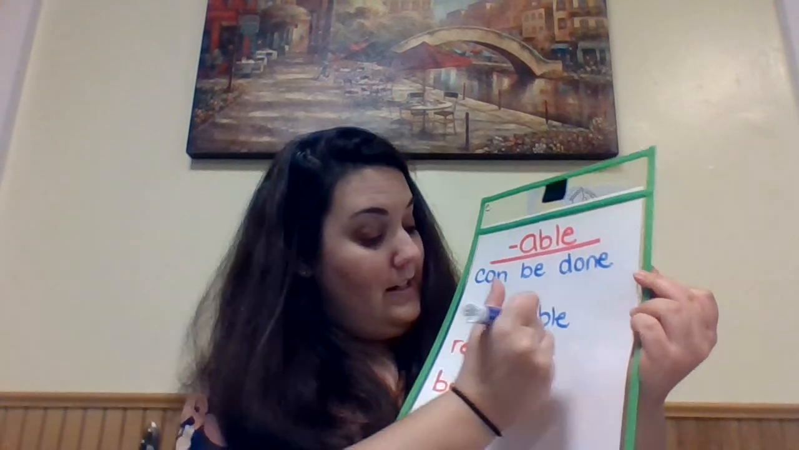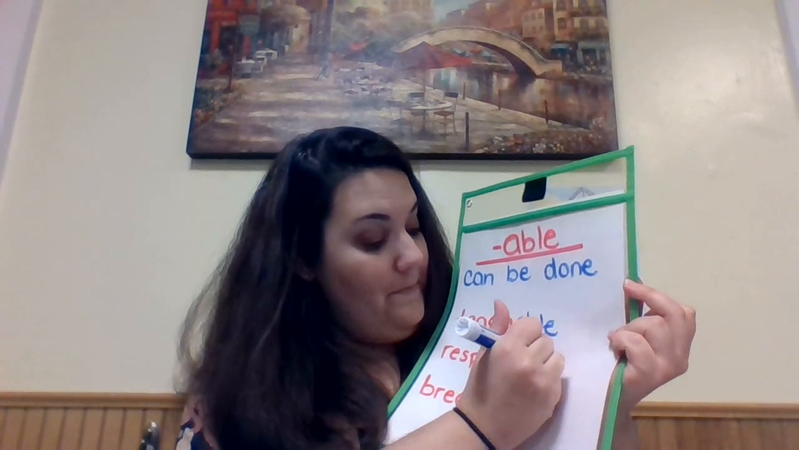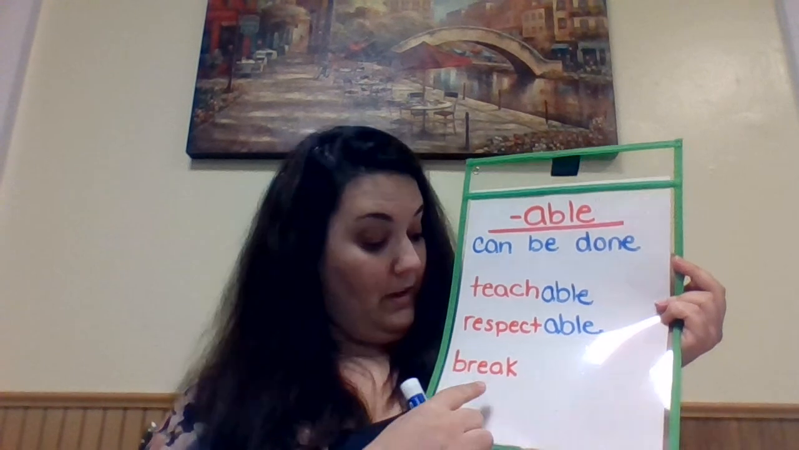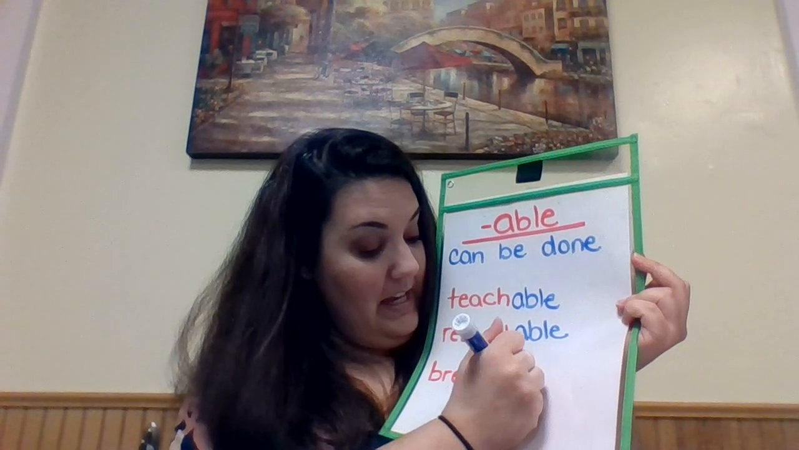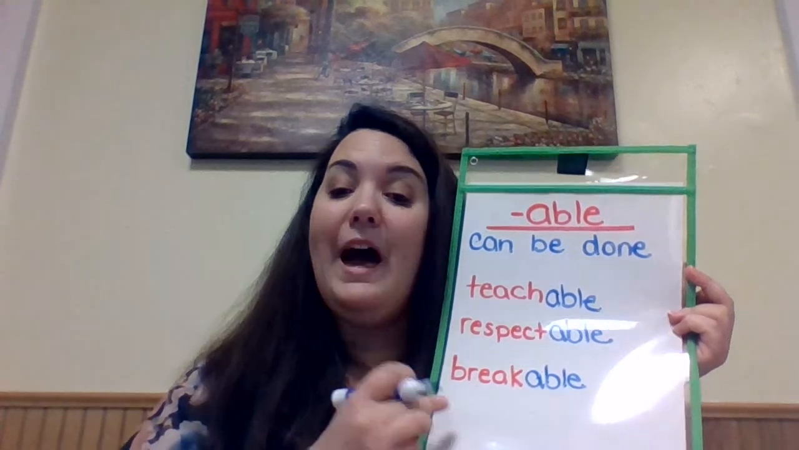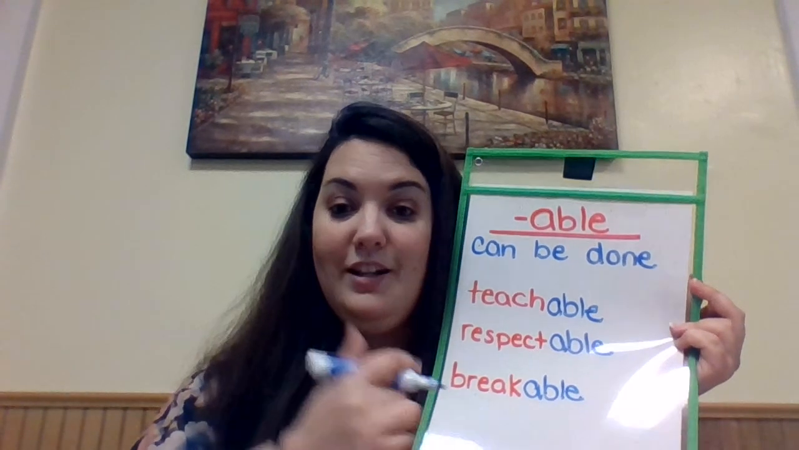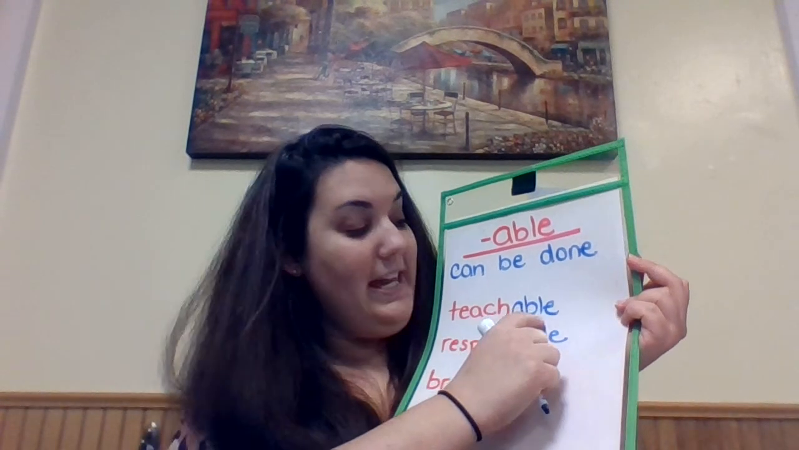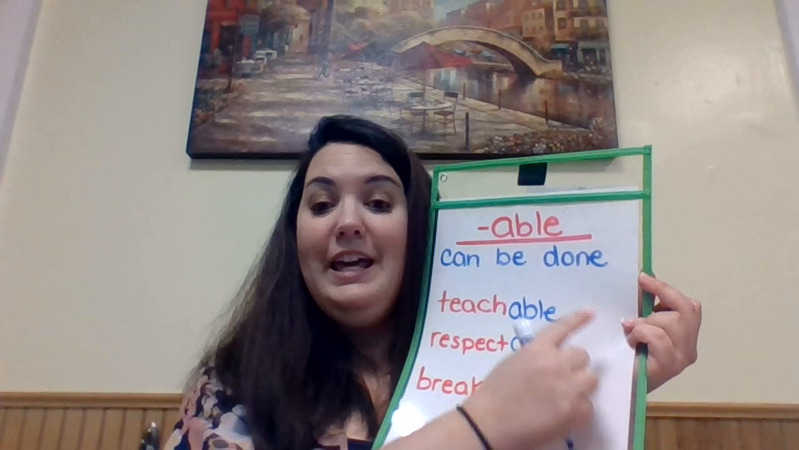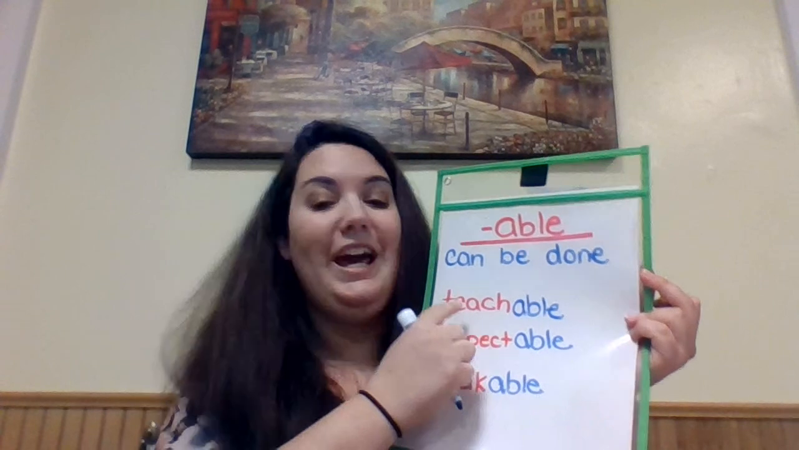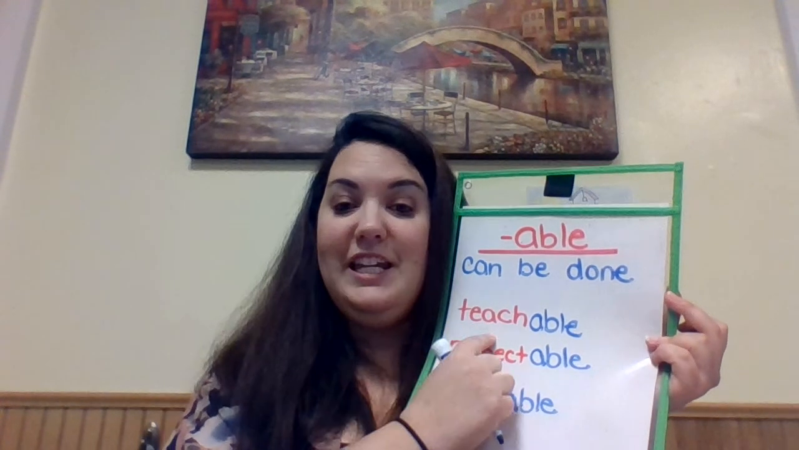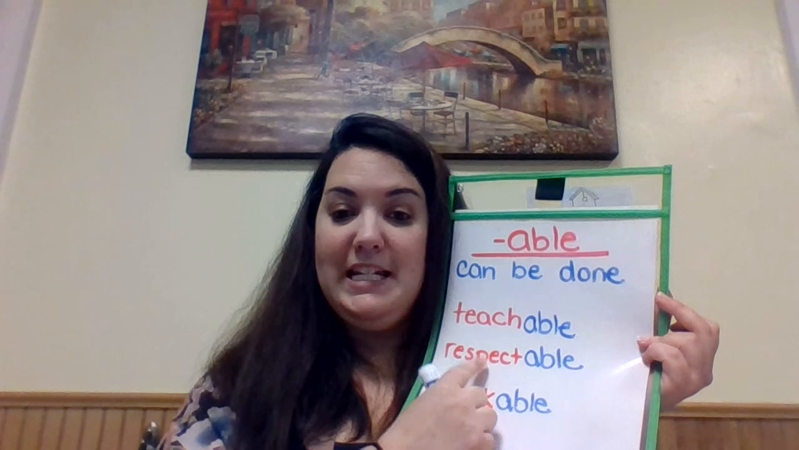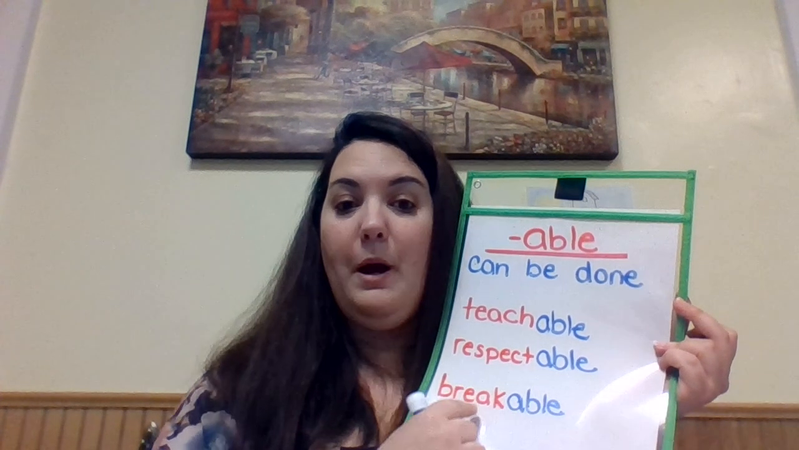I have respect. If something is respectable, that means it can be respected. I have break. If something is breakable, that means it can be broken. So able means it can be done. When you see able at the end of a word, it means that this word can be done. So teachable, it can be taught. Respectable, it can be respected. Breakable, it can be broken.